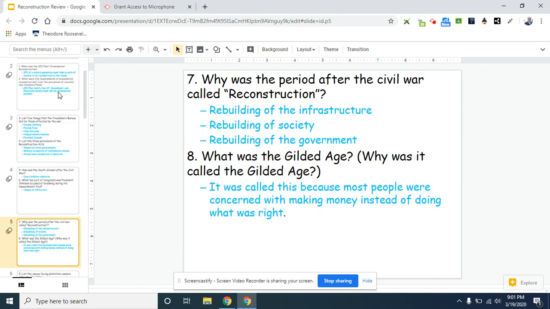So let's keep going here. Why was the period after the Civil War called Reconstruction? Well, kind of duh, right? Rebuilding the infrastructure, there was a lot of rebuilding. What does war do? It destroys, it tears down. It hurts things. So we had to rebuild stuff. We had to rebuild society and make it right again because there was a lot of social wrongs going on before that. Had to rebuild the government because it was literally torn in half, right? Half the country. And rebuilding infrastructure, many railroads, many bridges, many buildings and homes destroyed, absolutely destroyed.